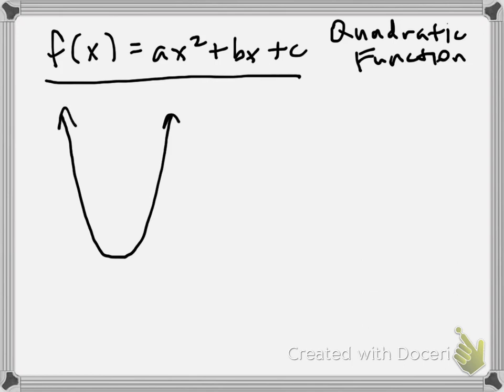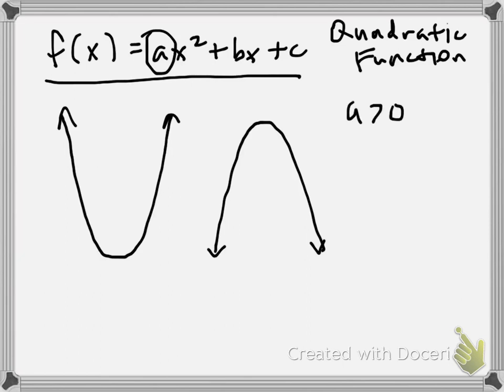Okay, it could open up like this. It could also open down like this instead. So our quadratic functions are going to have graphs in the shape of parabolas. Okay, it's very easy to tell which of these two graph shapes we have. We can just look at our a value here in the front, and if our a is positive, then we know it opens up, and if our a is negative, then we know it opens down. So very quickly and easily you can tell which one of these two cases you're looking for.